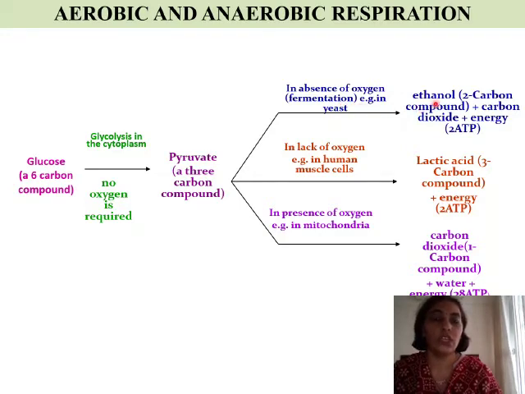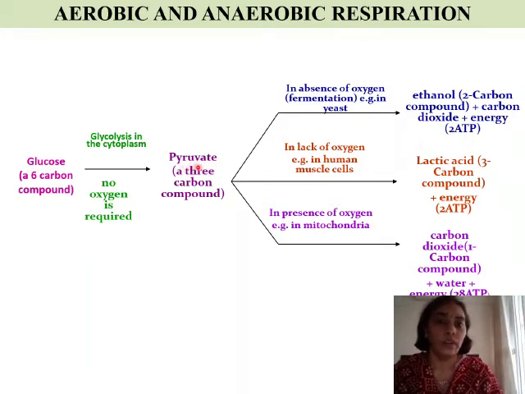Ethanol, that is C2H5OH, which is a 2-carbon compound. Along with it we get carbon dioxide and energy, and how many ATP molecules are we getting? Only 2. Why are we getting only 2 ATP molecules? Because this oxidation of pyruvate is being brought about by yeast in absence of oxygen. Since oxygen is not available, it is incomplete, and so the incomplete oxidation results in only 2 ATP molecules.